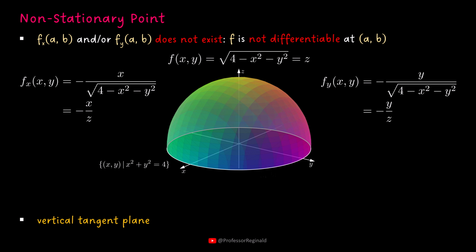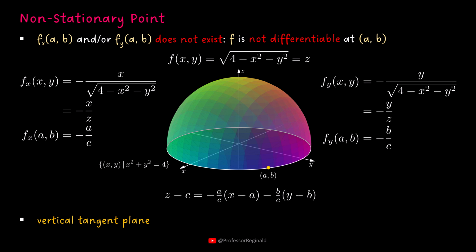Suppose we focus on one of these points. The partial derivatives at this point are given by these values, where c is equal to 0. Substitute these values into the equation of a tangent plane to the surface. After multiplying both sides by c, and then letting c be equal to 0, it simplifies to the following equation of the vertical tangent plane to the surface.